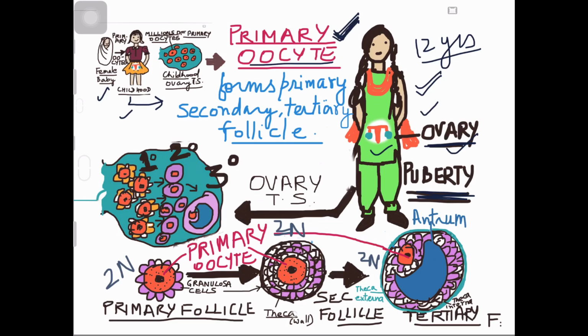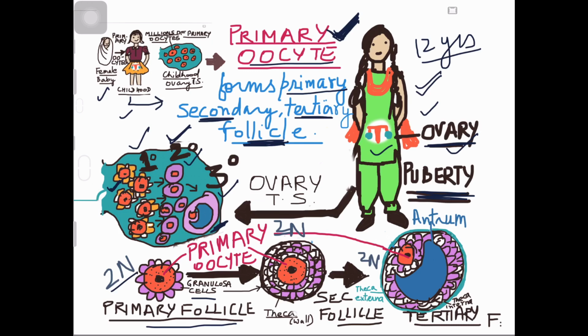But it will keep on maturing, and it will form firstly a primary follicle, then a secondary follicle, and finally a tertiary follicle, which you can see here. Now look at the primary follicle and its structure. This orange one is the primary oocyte, 2n cell, isn't it? And around it there are many layers of cells lying, and these are called the granulosa cells, shown in purple.